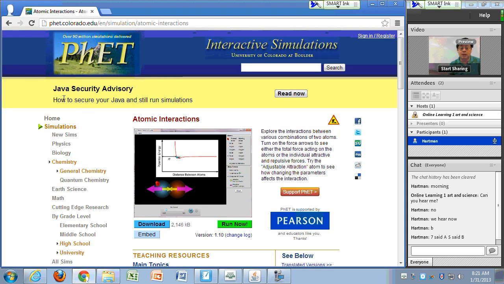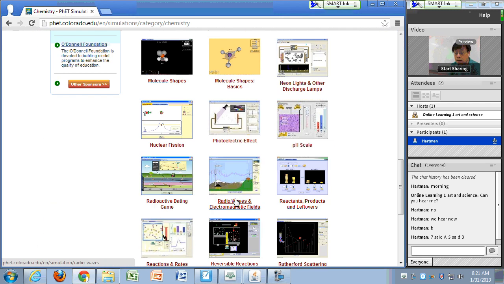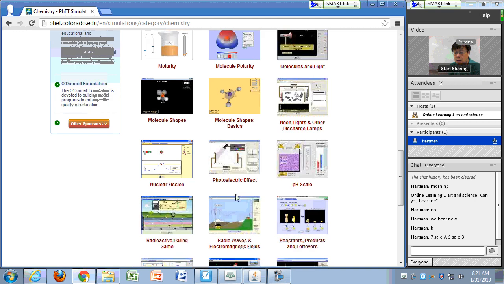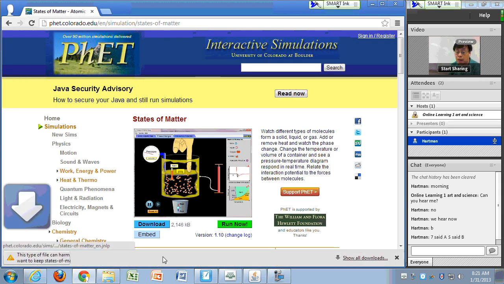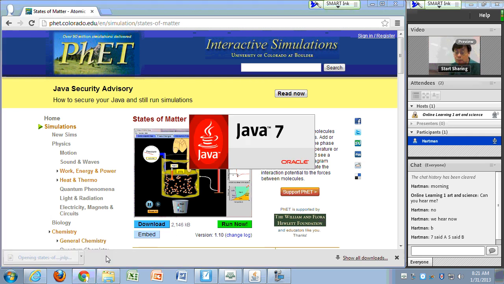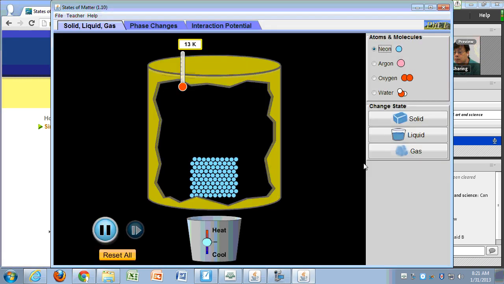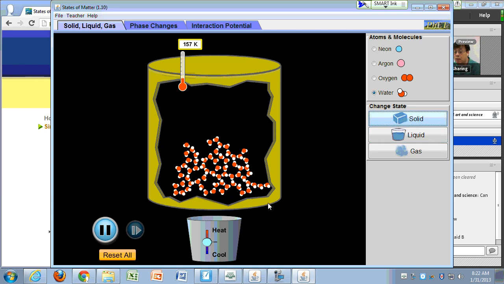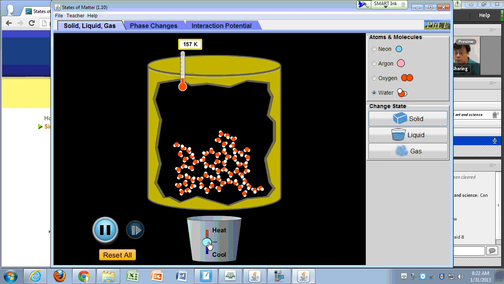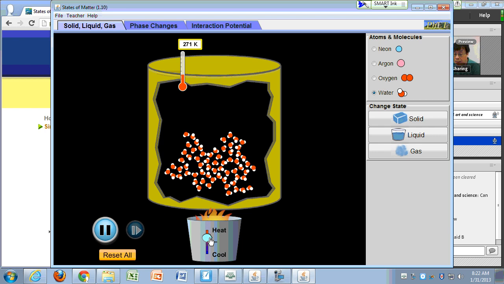Go back to phet.colorado.edu. Let me see if I can find that. Okay, right here, animation. This is what happens when you heat a sample of matter. All right, let me just pick water here. So these are water molecules in a solid form. What happens when you heat your water is you're giving the atoms more kinetic energy.